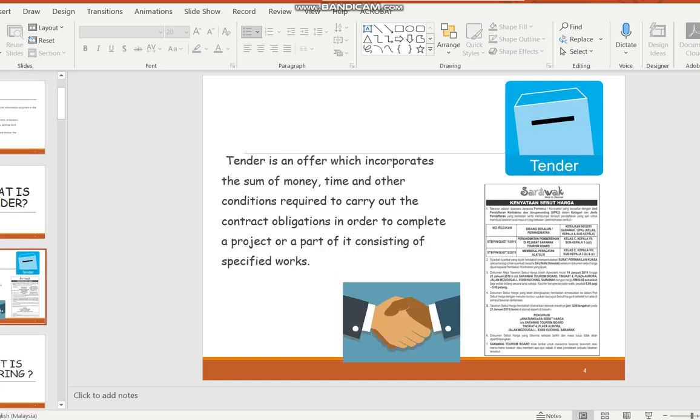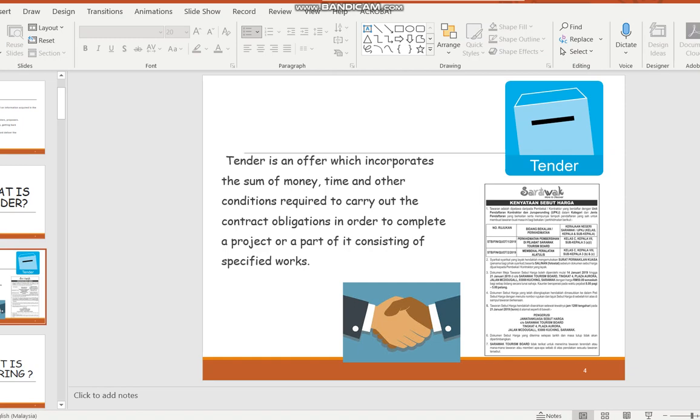Then what is actually a tender? It's an offer that tells you that you're going to do the job for this kind of money over this period of time, and I agree to the terms and conditions that are stated in the documentation that is provided.